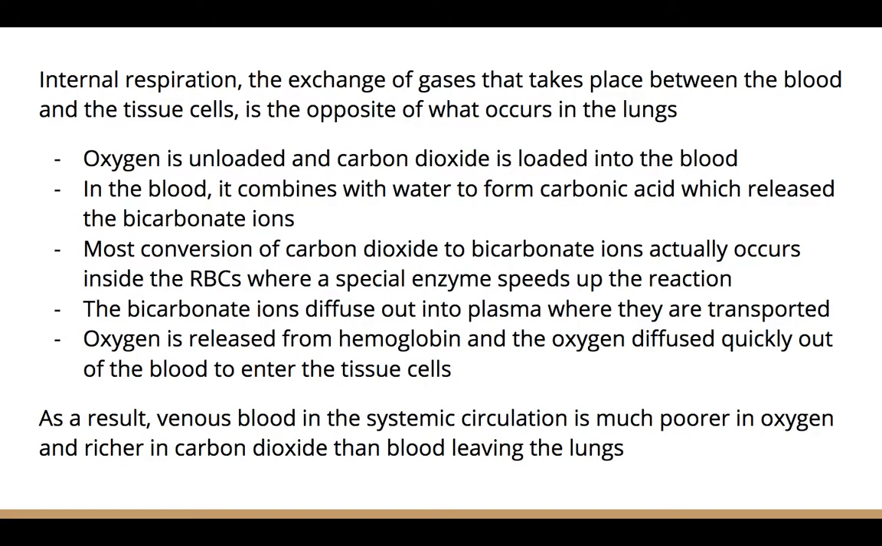And then oxygen is released from hemoglobin, and the oxygen diffuses quickly out of the blood to enter the tissue cells. As a result, venous blood in the systemic circulation is much poorer in oxygen and richer in carbon dioxide than blood leaving the lungs.